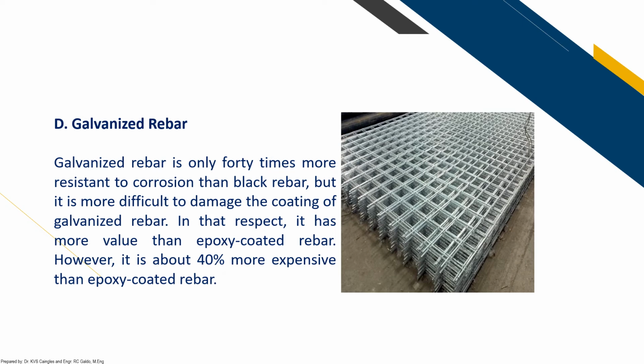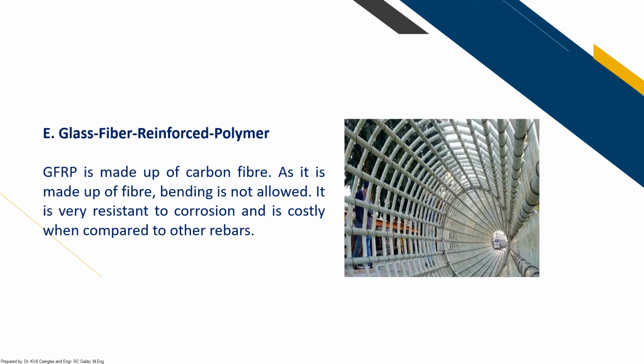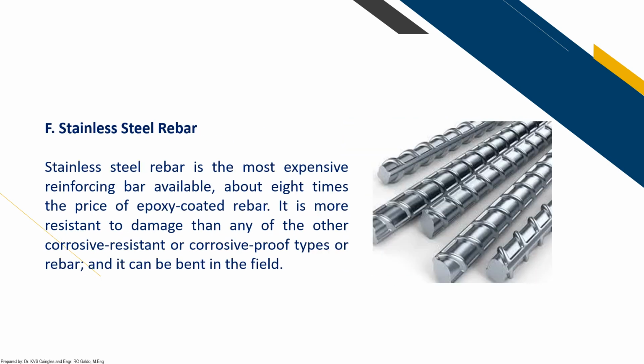Kaya syempre, mas mahal gid siya, no? Kaya mas tako man siya in terms of capacity yung iyahang resistant to corrosion. Okay? Next type of rebar is we have the glass fiber reinforced polymer. So, the GFRP is made up of carbon fiber. As it is made up of fiber, bending is not allowed. So, it is very resistant to corrosion and is costly when compared to other rebars.